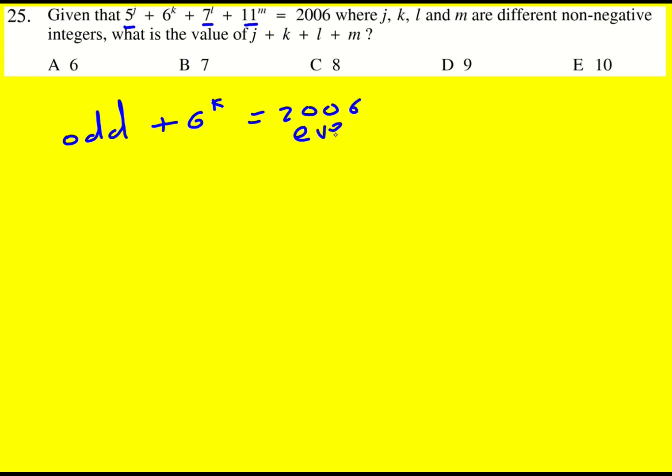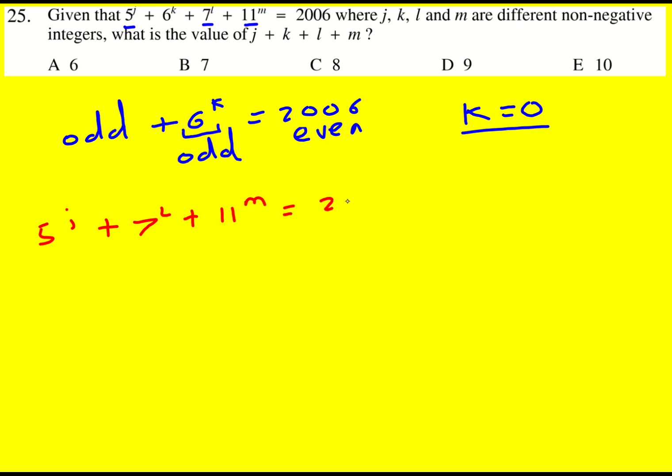Now this is an even number, so we require that 6 to the k is also odd. And the only way that is going to be true is if k equals 0. 6 to the power 0 is then 1. Otherwise, we have multiples of 6, which are all even. That's useful, so I'm just going to underline that one. That leaves us with 5 to the j plus 7 to the l plus 11 to the m equal to 2005.